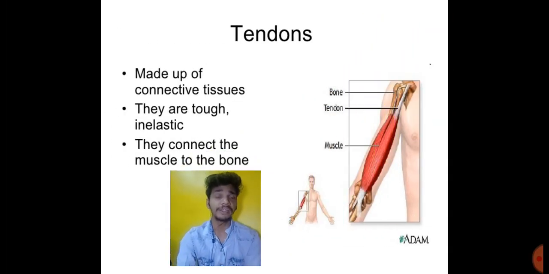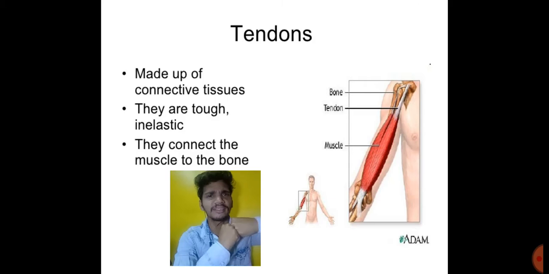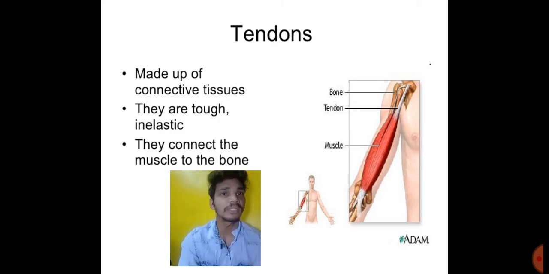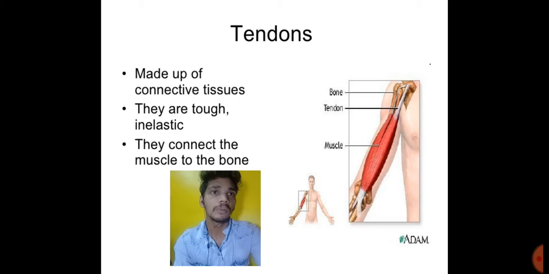Let's talk about the tendons. Tendons and ligaments are very important. What exactly are tendons? They are an attachment, a connective tissue, between bones, which joins bones together without any friction. That's called tendons. Made up of connective tissue, they are tough and inelastic. They provide support and strength, and they have to be inelastic so that bone and bone should not break open. That's why. So they connect the muscle to the bone.